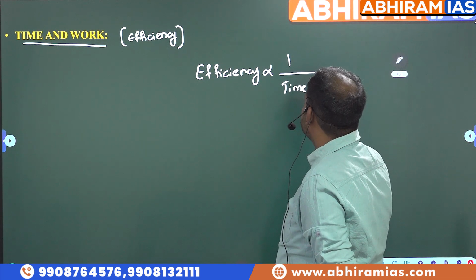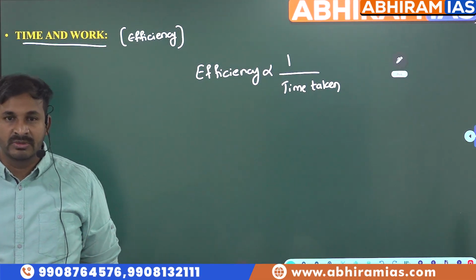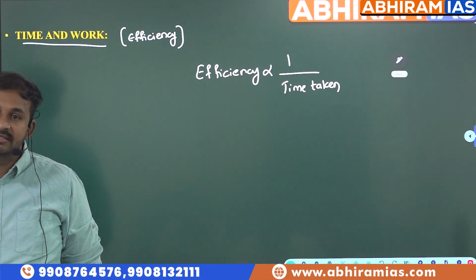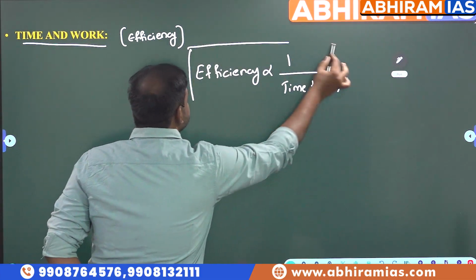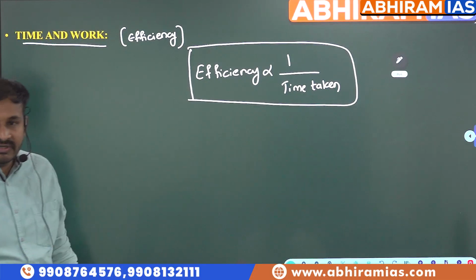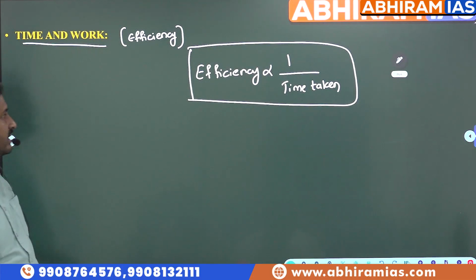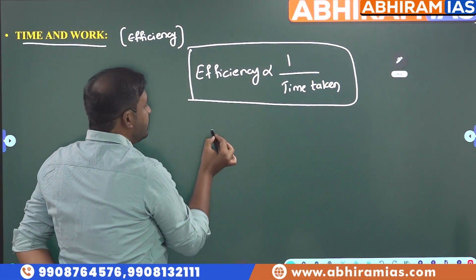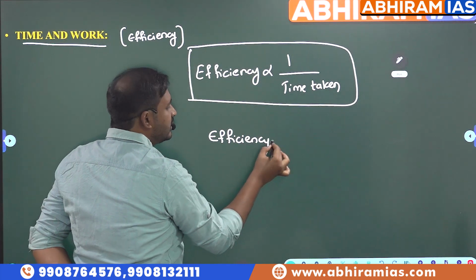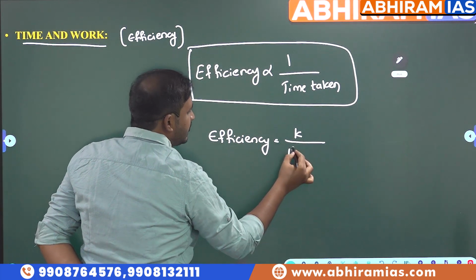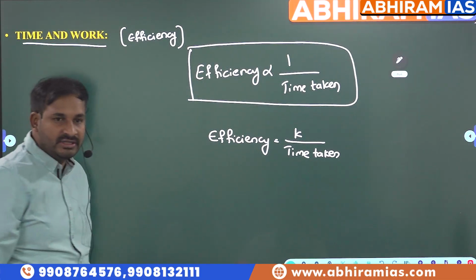That means if a person has more efficiency, he will take less time to finish the job, and if a person has less efficiency, he takes more time to finish a job. So that is the relation between efficiency and time taken. Now in general, whenever we have any proportionality symbol, what do we do? We multiply it with a constant, just to remove that proportionality symbol.